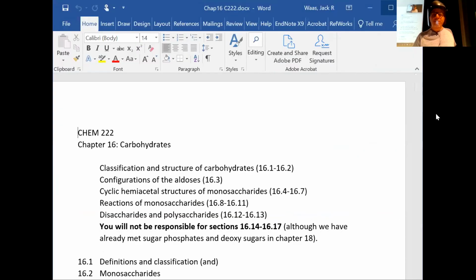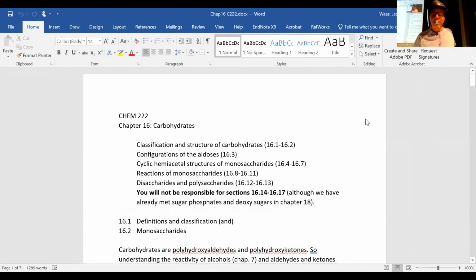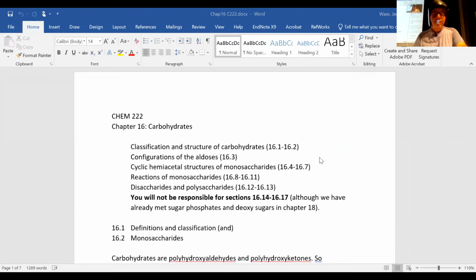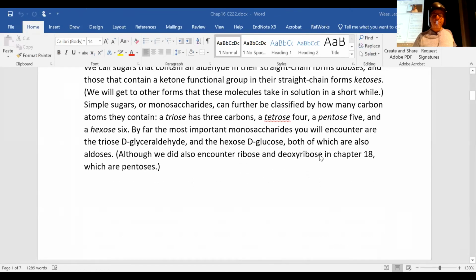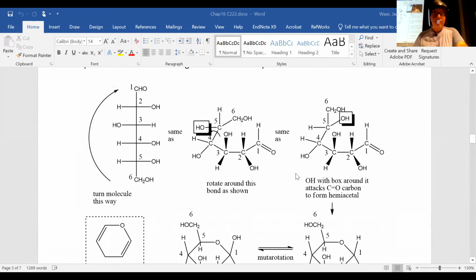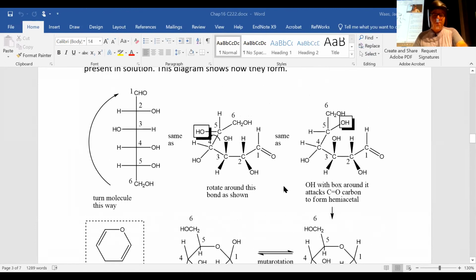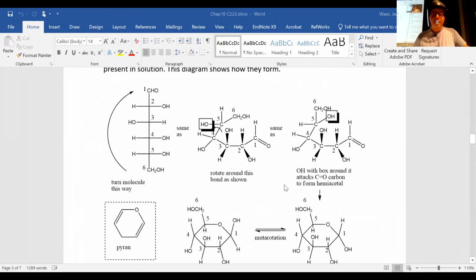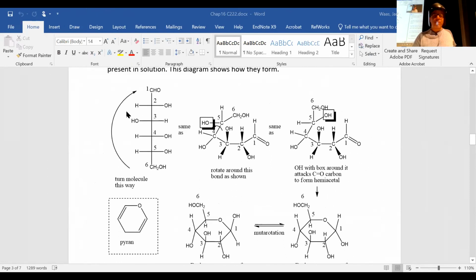Here we go. Let's expand that so that people can see it better. I want to make it fit all on the screen. So here's your D-glucose. We just drew that. There are two other types of structures that they can take on, cyclic forms.